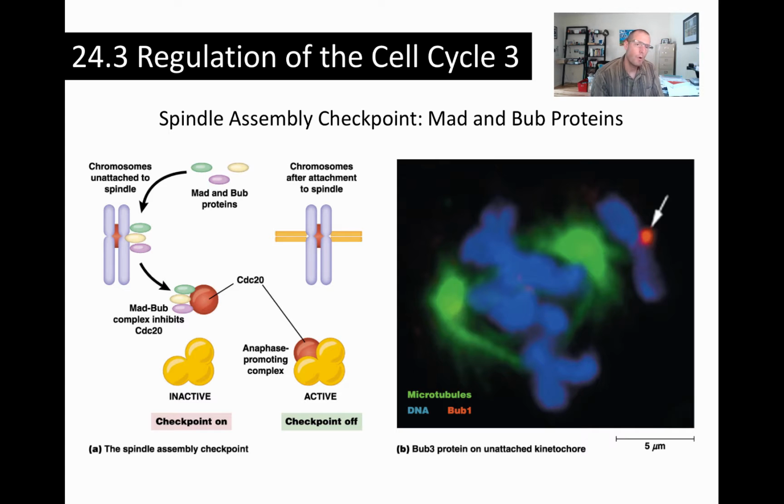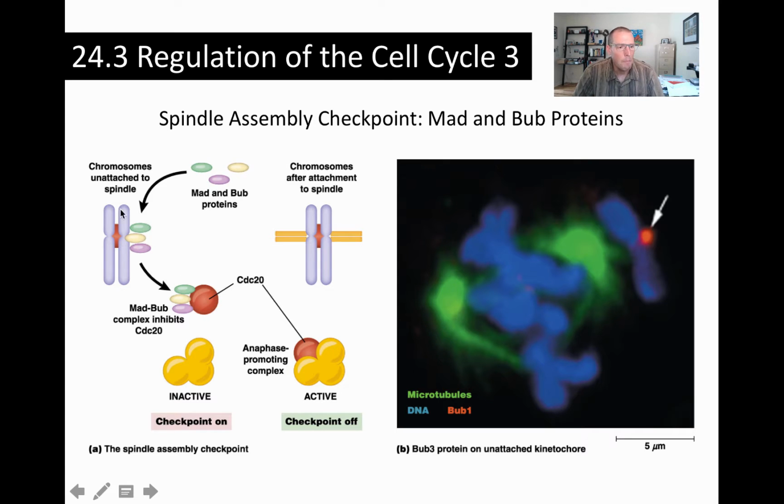The fourth kind of checkpoint we can take a look at is called the Spindle Assembly checkpoint, also known as the mitotic checkpoint. This prevents anaphase from occurring before all of the chromosomes are attached to the spindle. Kinetochores that remain unattached to microtubules produce a wait or pause signal that inhibits the anaphase promoting complex. The main players here are the anaphase promoting complex, a protein called CDC20, and the MAD and the BUB proteins.